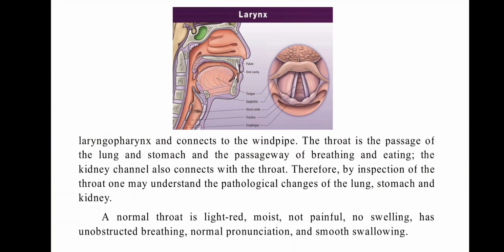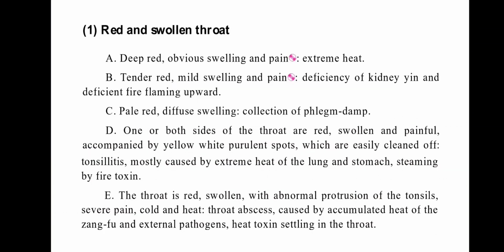A normal throat is light red, moist, not painful, no swelling, has unobstructed breathing, normal pronunciation, and smooth swallowing. For red and swollen throat, if it is deep red with obvious swelling and pain, that is extreme heat. If it's tender red with mild swelling and pain, that's deficiency of kidney yin and deficient fire flaming upward. If the throat is pale red with diffuse swelling, that's a collection of phlegm damp.